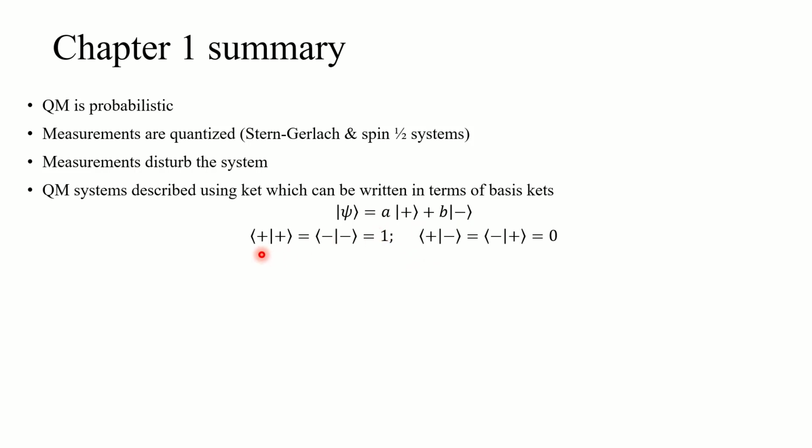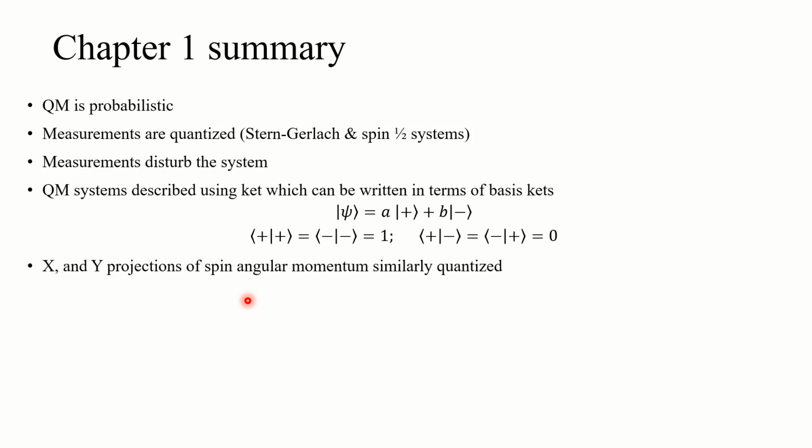Those basis kets had the properties that they were orthonormal, so they are normalized. The inner products with themselves are equal to 1, and the inner products with each other are equal to 0. And they also span the Hilbert space, or they show completeness, which is essentially this. Any general state vector in our Hilbert space can be written as a linear combination of our basis kets.